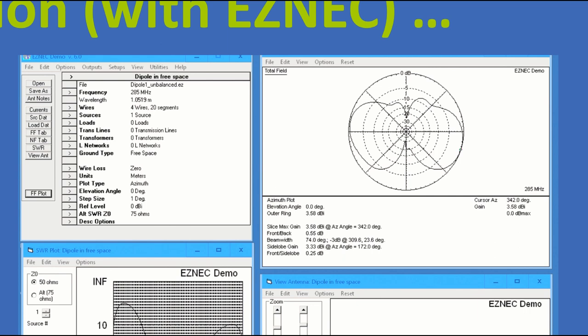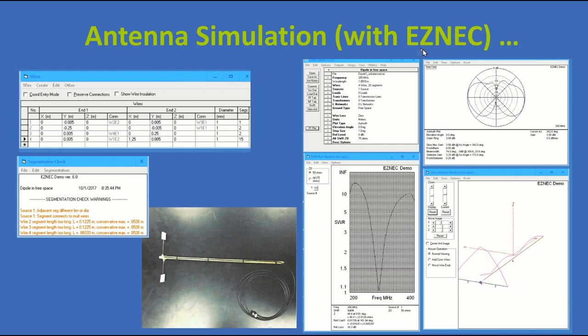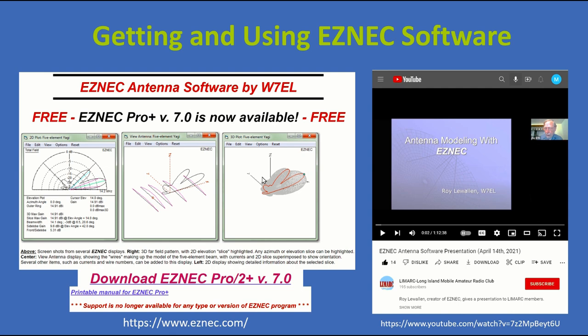The good news is this antenna is closer to 50 ohms, that's interesting. And also, it has higher gain than a standard dipole. It has a gain of about 3.6 dBi. And that's because it's somewhat more narrow in the pattern. Okay, so that's a lightning-fast introduction to the EZNEC software, which, again, you can get for free.